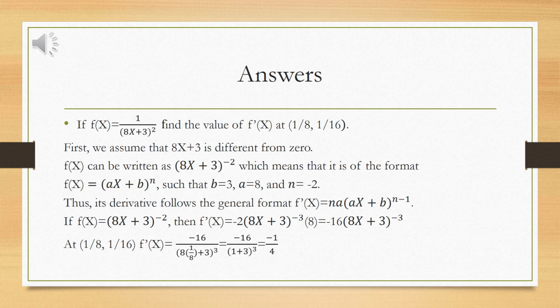In order to solve the question above, we first assume that 8x plus 3 is different from 0. F of x can be written as (8x plus 3) to the power minus 2, which means that it is of the format f of x equals (ax plus b) to the n, such that b is 3, a is 8, and n is minus 2.